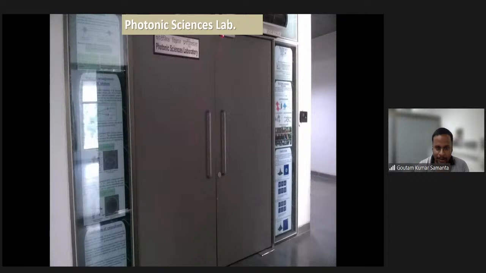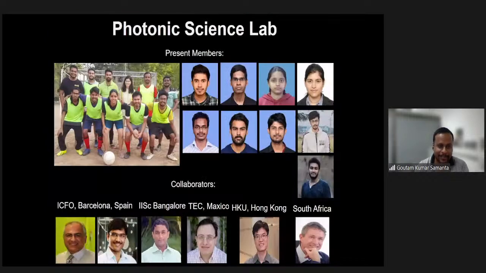Then when you have a lab, you should also have a bunch of very energetic people, those who will be performing some of your ideas or work. That's why I have a group of people. Most of the time they will be working and playing in the ground. You can see in the leftmost corner photograph, they're playing football, because we play with photons. So outside we play with football.